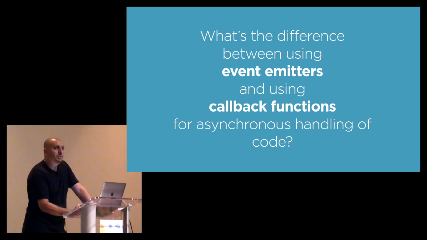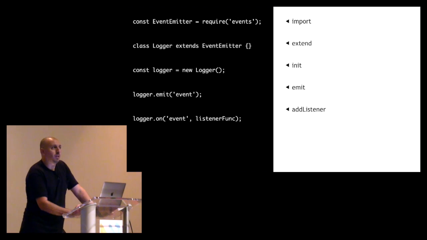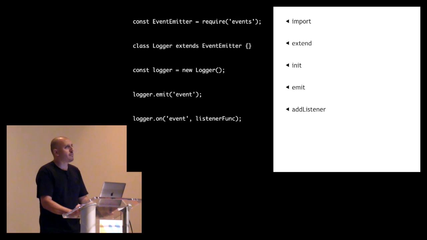All right, what about event emitters? What's the difference between using event emitters and using callback functions for asynchronous handling of code? What are event emitters? Well, event emitters are just objects. You require events, you get an event emitter. You can extend that event emitter if you want your own custom logic. But then, event emitters can just emit strings, dynamic strings, any string. And you can register handlers to be invoked when those strings get emitted. Very simple. What's the major difference? Why can't we just use callbacks?